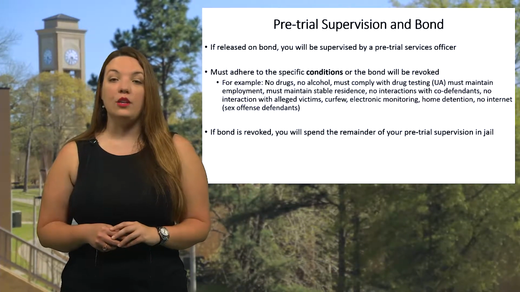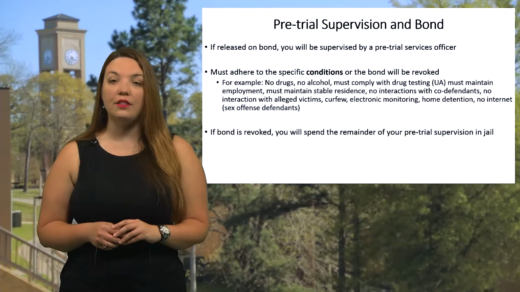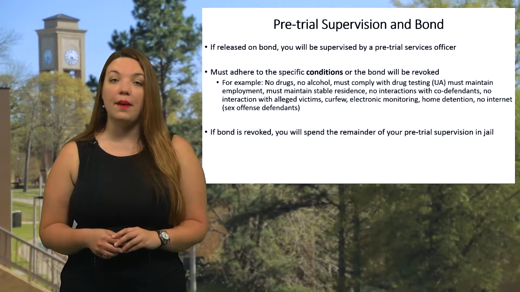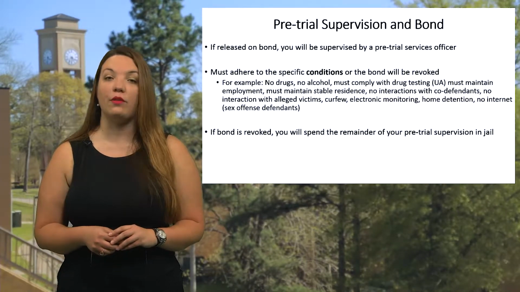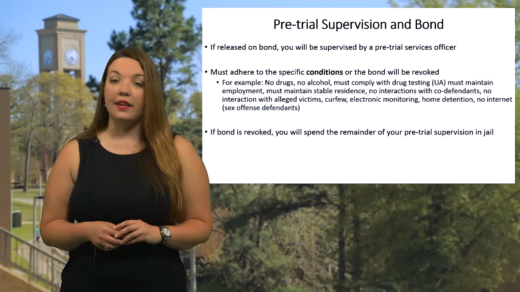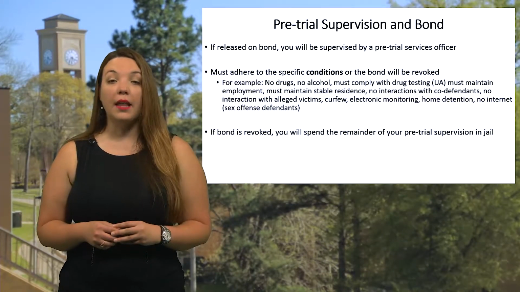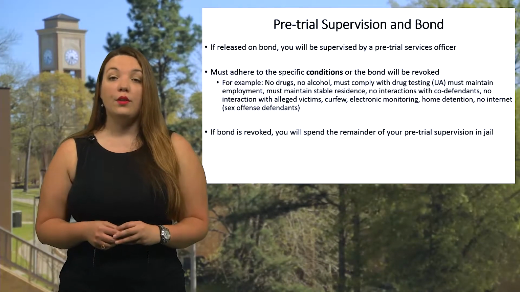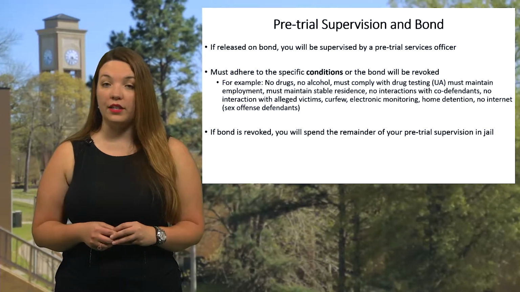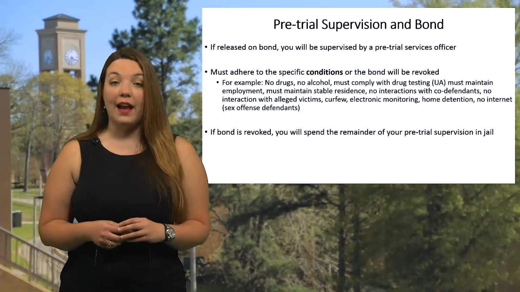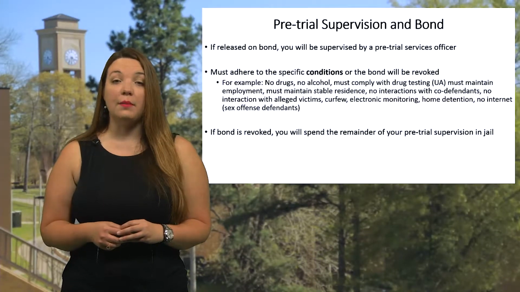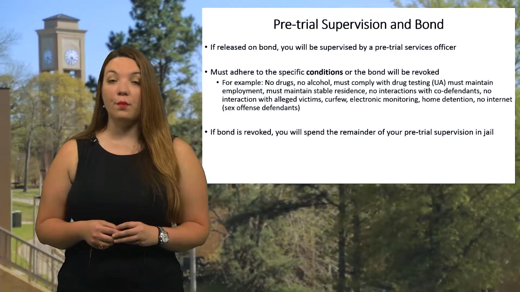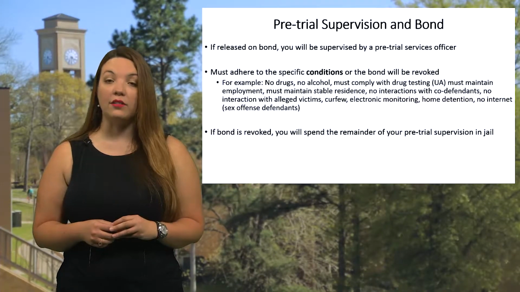If the court determines that you are a suitable candidate for bond, the pretrial supervision process begins. Most defendants have a set of conditions that they must abide by in order to remain in good standing with the court. This could involve things like no drug use, no alcohol, complying with drug testing, maintaining stable residence, a possible curfew, no interaction with co-defendants or with alleged victims, possible no internet access, but that is typically something that is more commonly applied to sex offender defendants. If you break the conditions of your bond release, then you go back to jail until your next court appearance.